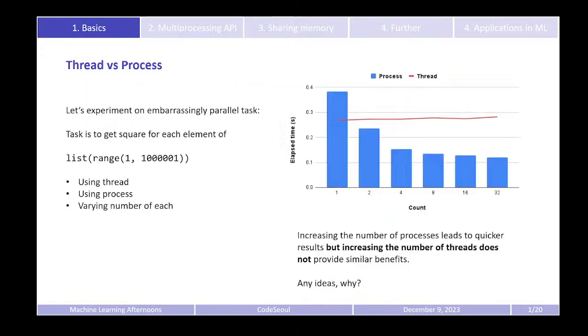For example, we can create a pool of processes, saying 1, 2, 4 or 32, and then we can see that if we put a 32-based pool, our time goes much faster as compared to 1.